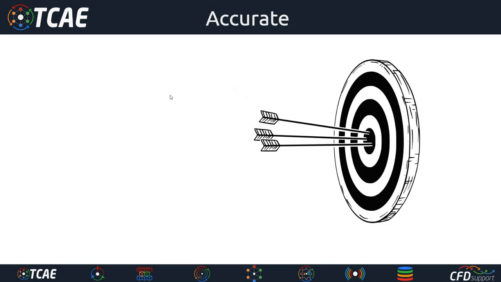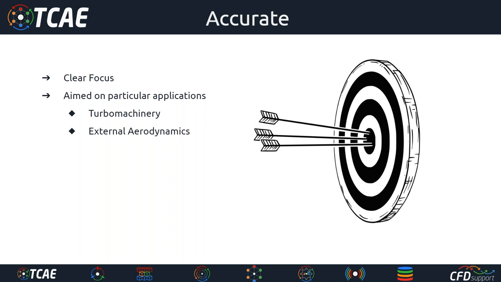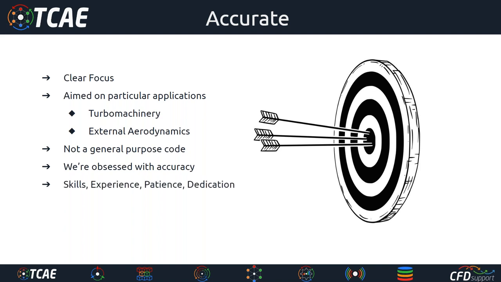Then another principle, TCAE is accurate. TCAE has a clear focus. It's not for everything or for anything. It's aimed at particular applications, especially in the turbomachinery field and external aerodynamics. So it's definitely not a general purpose code. It's a focused code. We are obsessed with accuracy. Accuracy is everything for us. We always do benchmarks and validations all day long to deliver something which we know how it works and we know what it is.